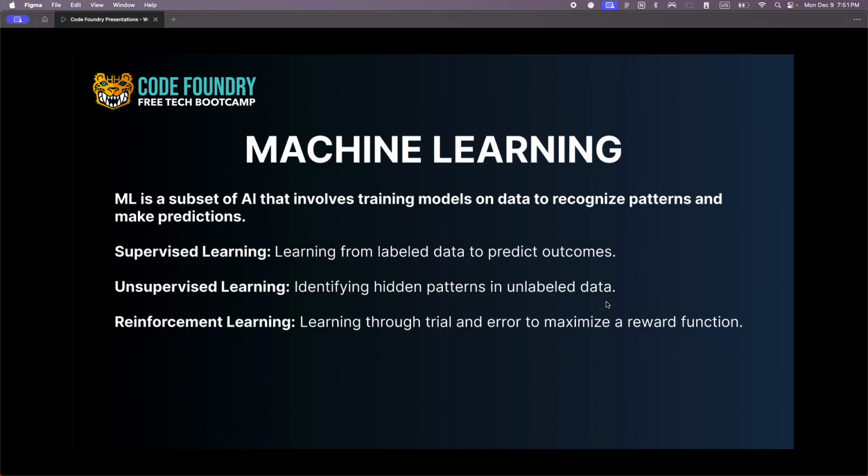and it'll group the data itself. And then finally, we have reinforcement learning, which is learning through trial and error to maximize a reward function. So this is more or less giving it data, and then based off of the outcome, we'll say that was a good job or that was a bad job. And so we're trying to maximize the fact of this is good. So that is machine learning. Machine learning comes in a lot of different flavors, and we'll see that next.